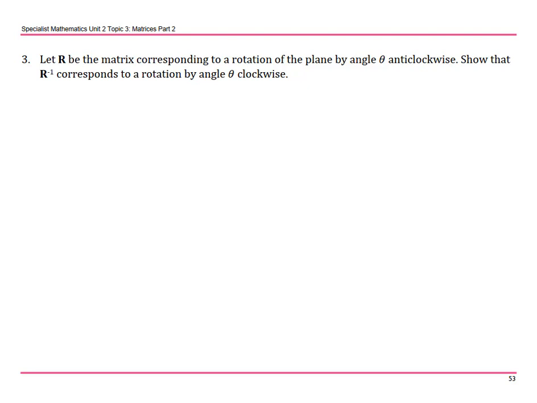Let's look at another one. Let R be the matrix corresponding to a rotation of the plane by angle theta anti-clockwise. Show that the inverse of R corresponds to a rotation by angle theta clockwise. So my rotation matrix is given by cos theta, minus sine theta. Remember, it's on your formula sheet.